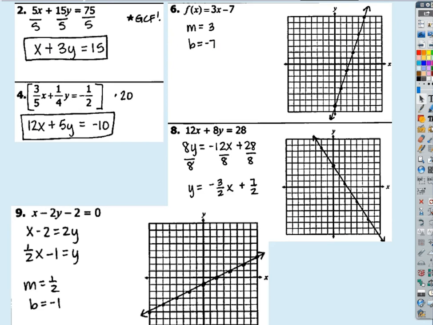A, B, and C, can they be fractions? No. Can they be decimals? No. What do they have to be? Integers, right? They have to be integers. Can't be fractions, can't be decimals.